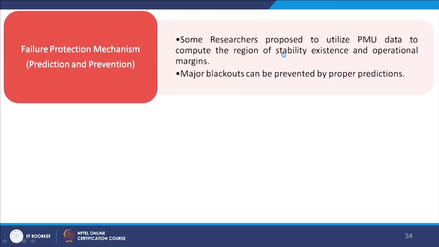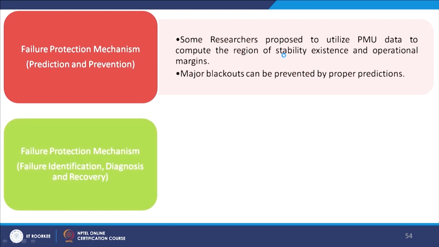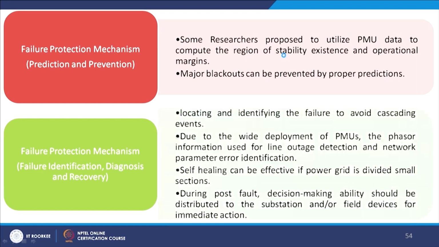Some researchers proposed to utilize PMU data to compute the region of stability existence and operational margins. Major blackouts can be prevented by proper predictions. Failure protection mechanism: locating and identifying the failure to avoid cascading events. Due to the wide deployment of PMUs, the phasor information is used for line outage detection and network parameter error identification.